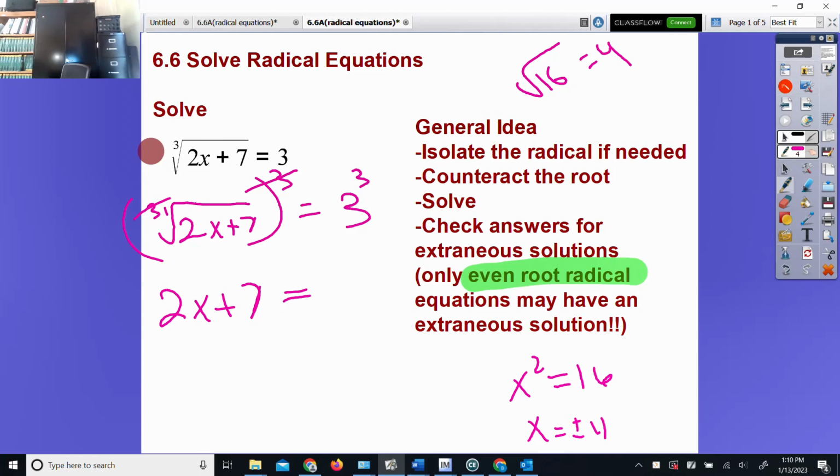3 cubed, 27, and you ought to be good. 90% of y'all can do that in your head, real quick. What is it? 10. It's 10.